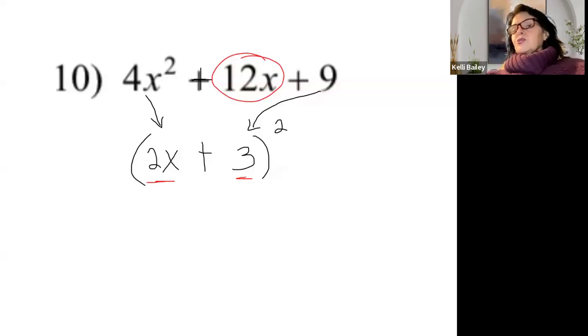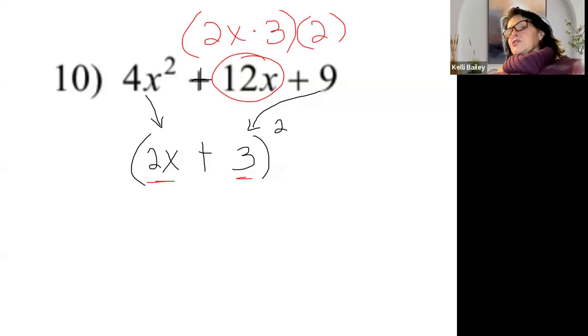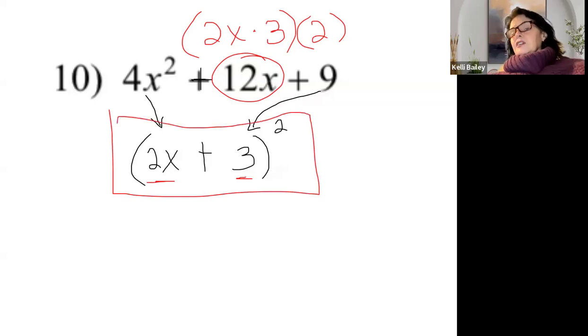So I'm going to put it up here. I'm going to say 2x times 3 and then times 2. So 2 times 3 times 2 is 12, and there's an x. So yes, it is. So that means that that is indeed a perfect square trinomial, which when you factor it, a perfect square trinomial gives you a binomial squared.